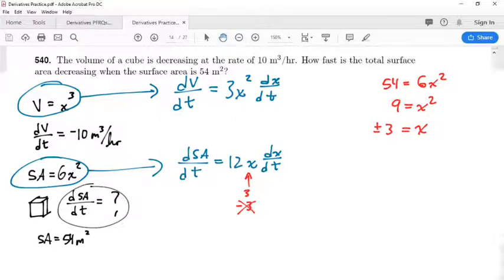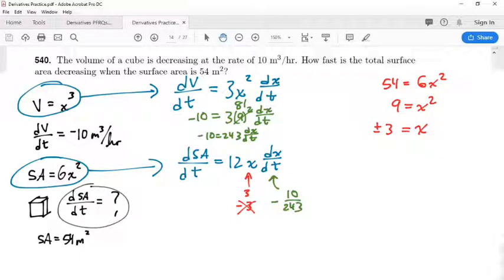It's possible because we know what dV/dt is. It's negative 10. We also know what x is, so we could plug in 3 right here. Now I can find dx/dt. So 3 squared is 9, and then 9 times 3 is 27. So negative 10 equals 27 dx/dt. That means dx/dt equals negative 10 divided by 27. So to find dSA/dt, we just have to multiply 12 by 3 and then multiply that result times negative 10 over 27.